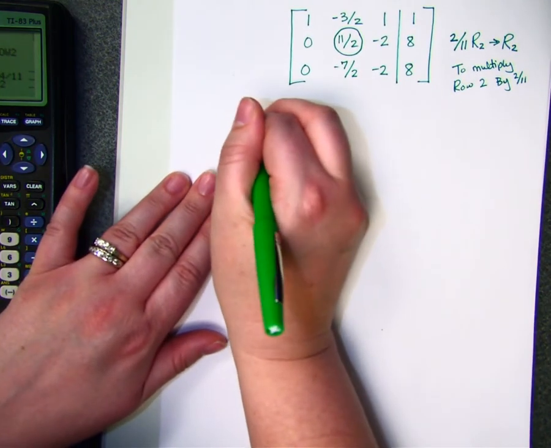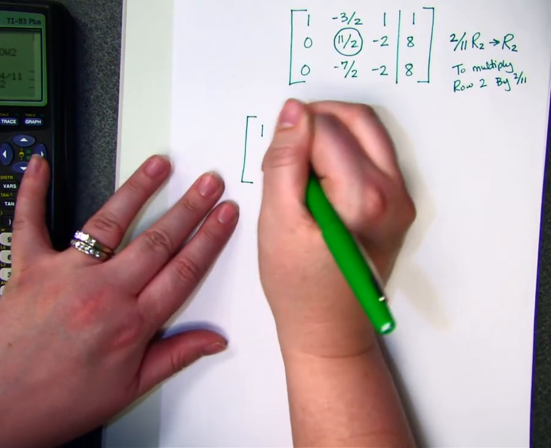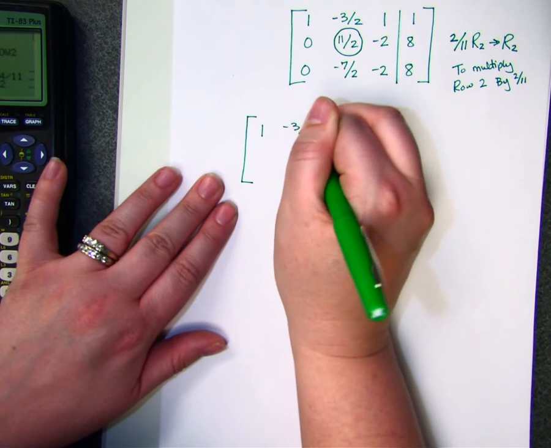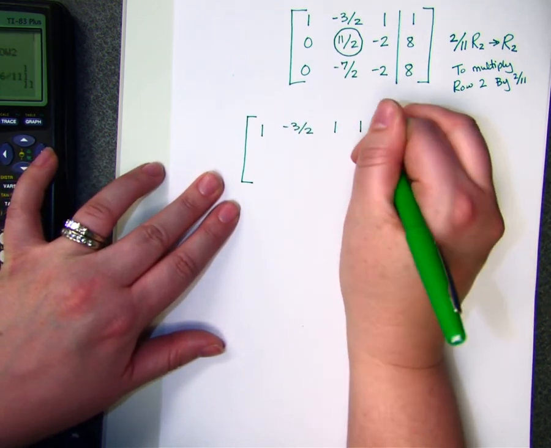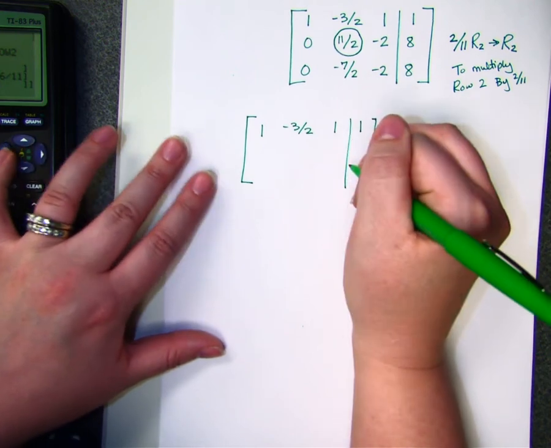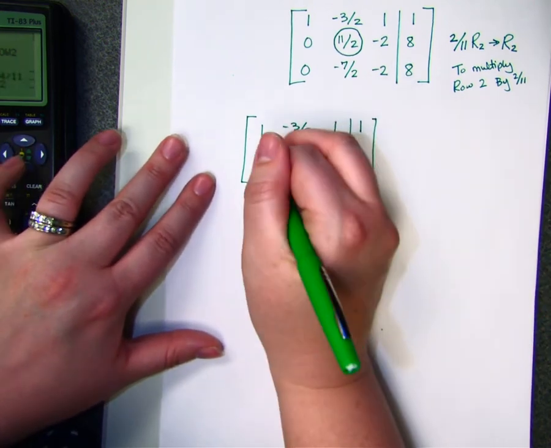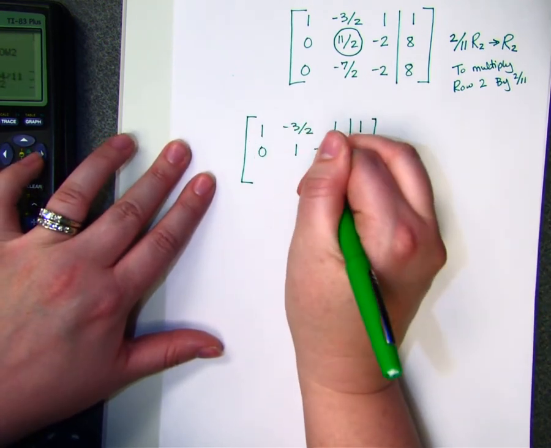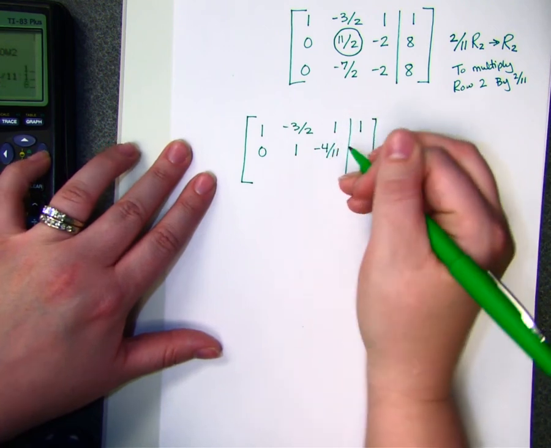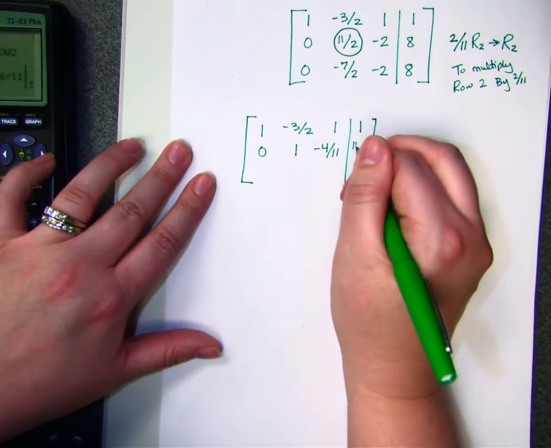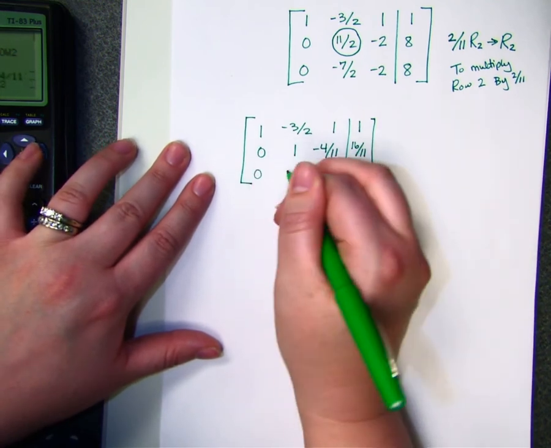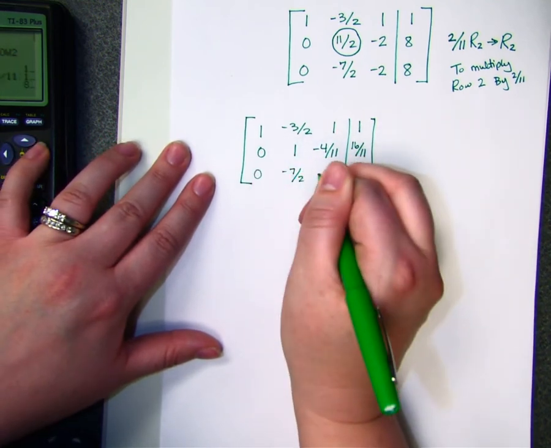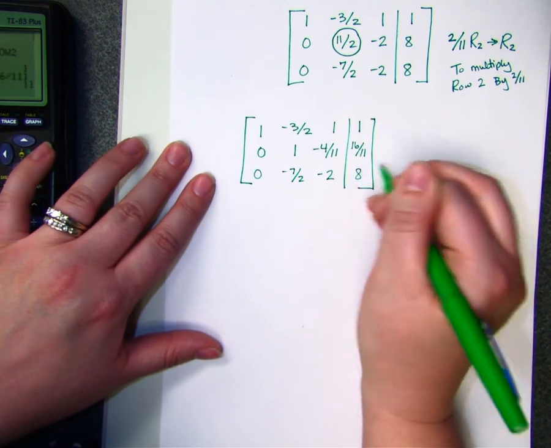So our matrix now looks like 1, negative 3 halves, 1 and 1. And 0, 1, negative 4 over 11, and 16 over 11. And 0, negative 7 halves, negative 2, and 8.